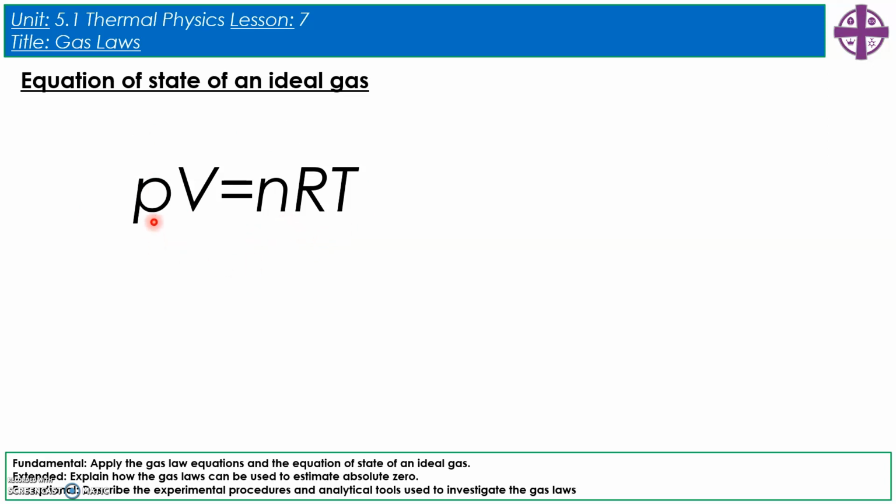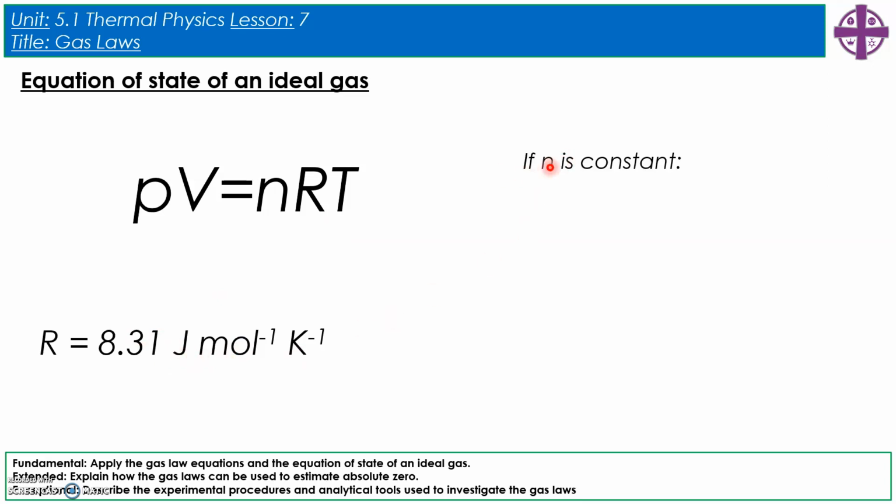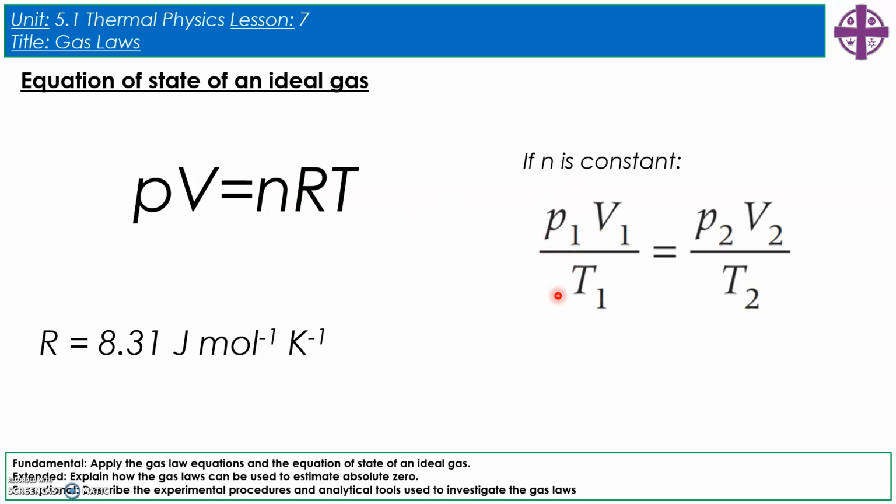P is pressure, small p, capital V is volume, n is number of moles, R is the molar gas constant, it's 8.31, and T is temperature. And this must be in Kelvin. This is in pascals, this is in meters cubed, this is number of moles, this is 8.31, and this is temperature, must be in Kelvin. A reminder. And we can actually say that if n is constant, so if I don't change the number of moles, then I can say that P1V1 over T1 is equal to P2V2 over T2, which is a slightly more complicated relationship than the ones we were looking at before, where we only keep one constant.